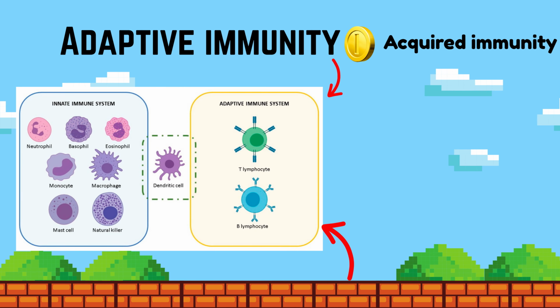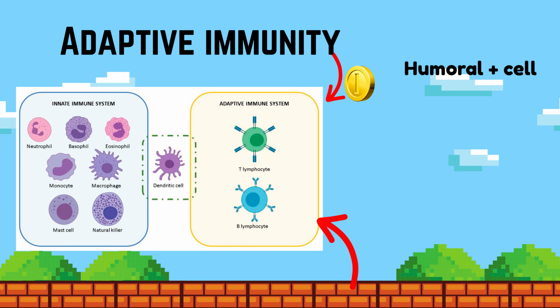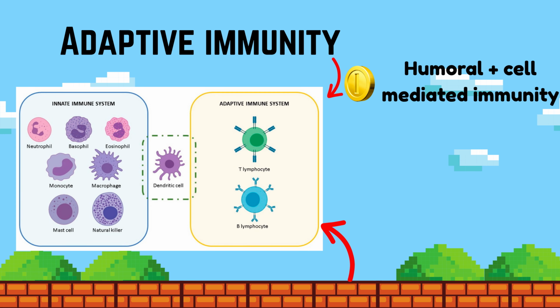The adaptive response is acquired immunity, as we're not born with it but develop this response throughout our lives as pathogens are encountered. The humoral response refers to the production of antibodies through B cells, whereas the cell-mediated response refers to the destruction of infected or abnormal self-cells driven by T cells.